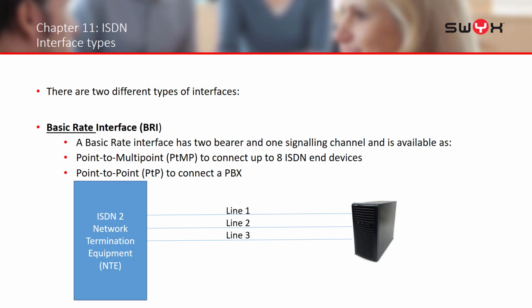So ISDN2 or basic rate or BRI or 2B plus D all mean the same thing and has two ways of presenting itself, point to multi-point or point to point.